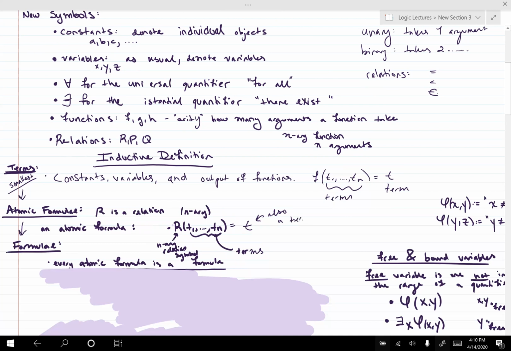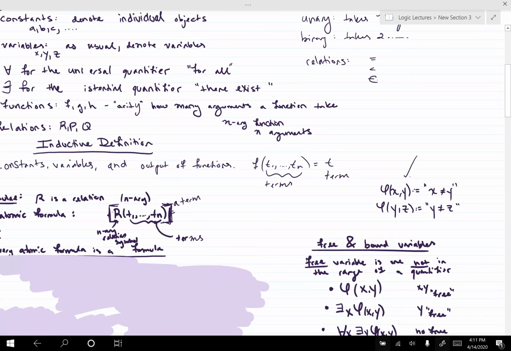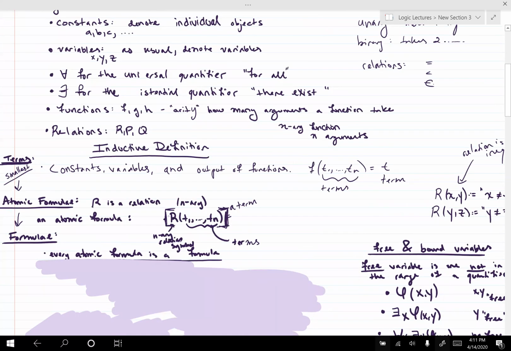It might be a little confusing because I'm not saying that a relation has an output. I'm just saying that this object itself is an atomic formula. So for example, x does not equal y, does not equal z. Instead of phi, I'm going to write R, so it's clear that I'm talking about a relation. And the relation here is inequality. So these here then are terms. Or no, our atomic formula.